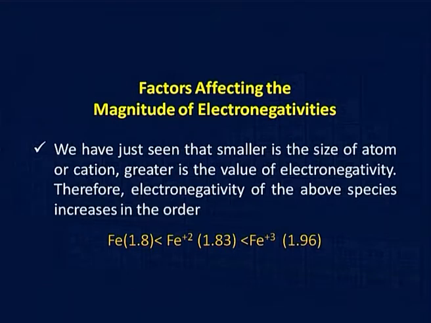Here we see that the electronegativity of Fe is 1.8, whereas that of Fe+2 is 1.83 and Fe+3 is 1.96. In this way, with increase in oxidation state of the cation, the electronegativity of the cation is also increasing. This we can take with another example, chlorine.